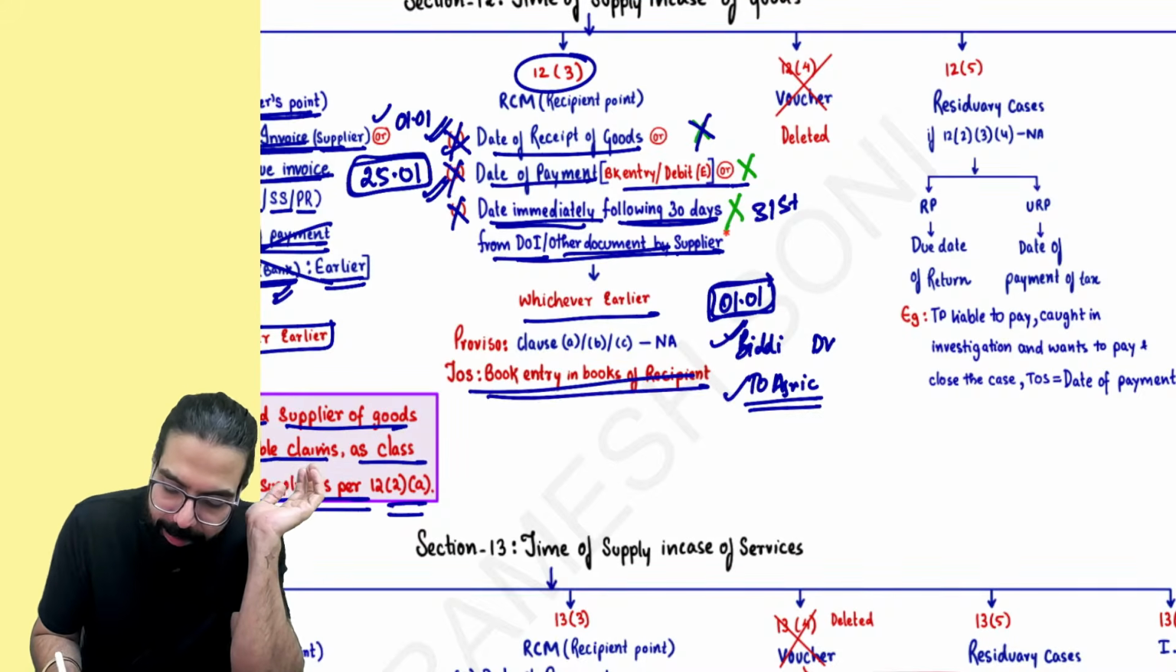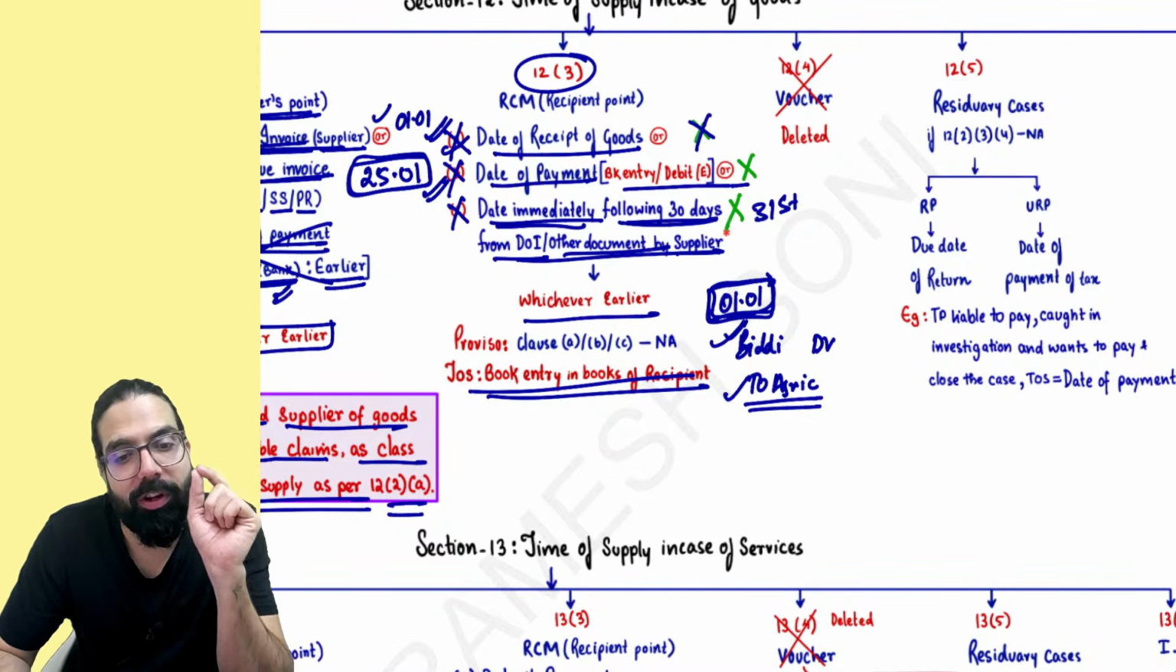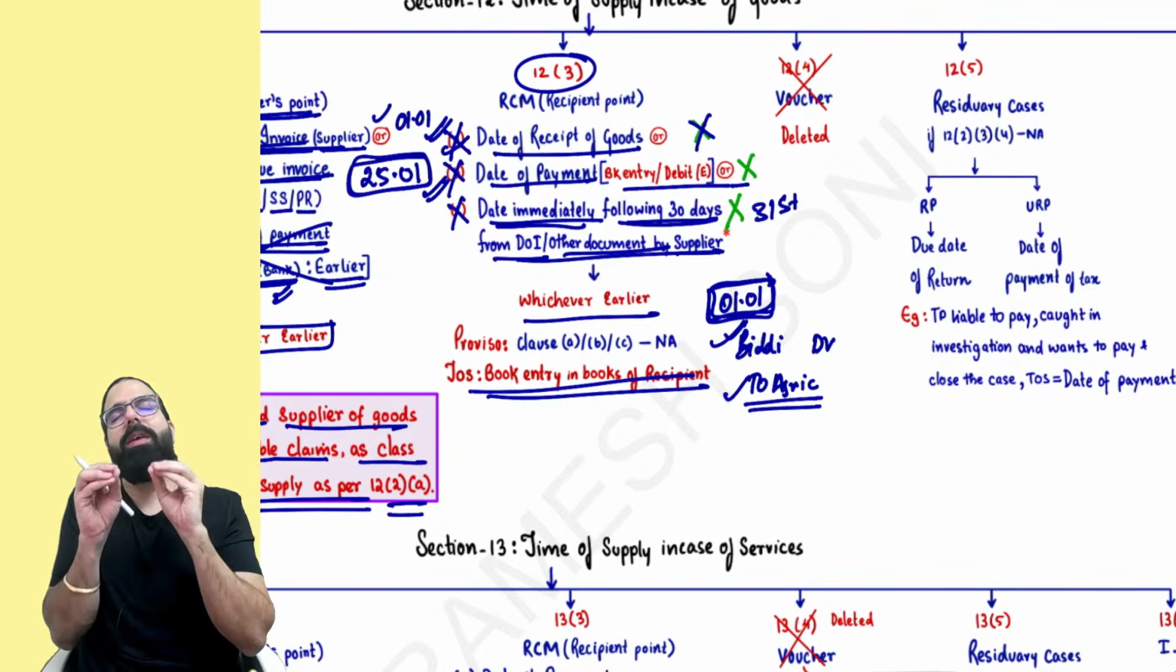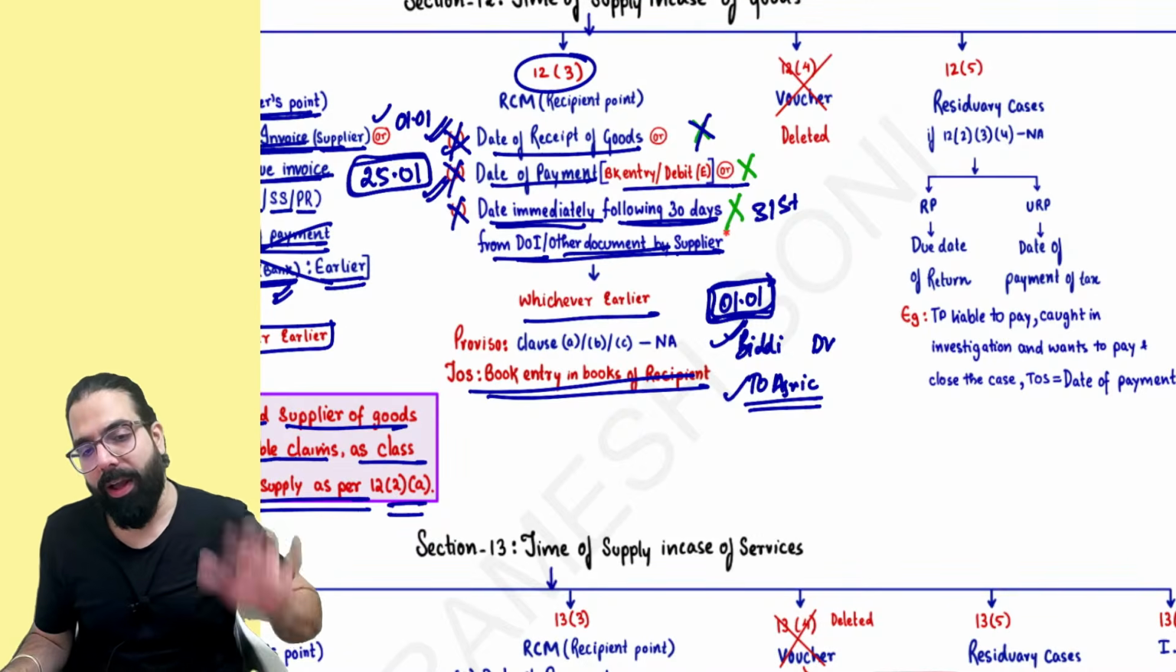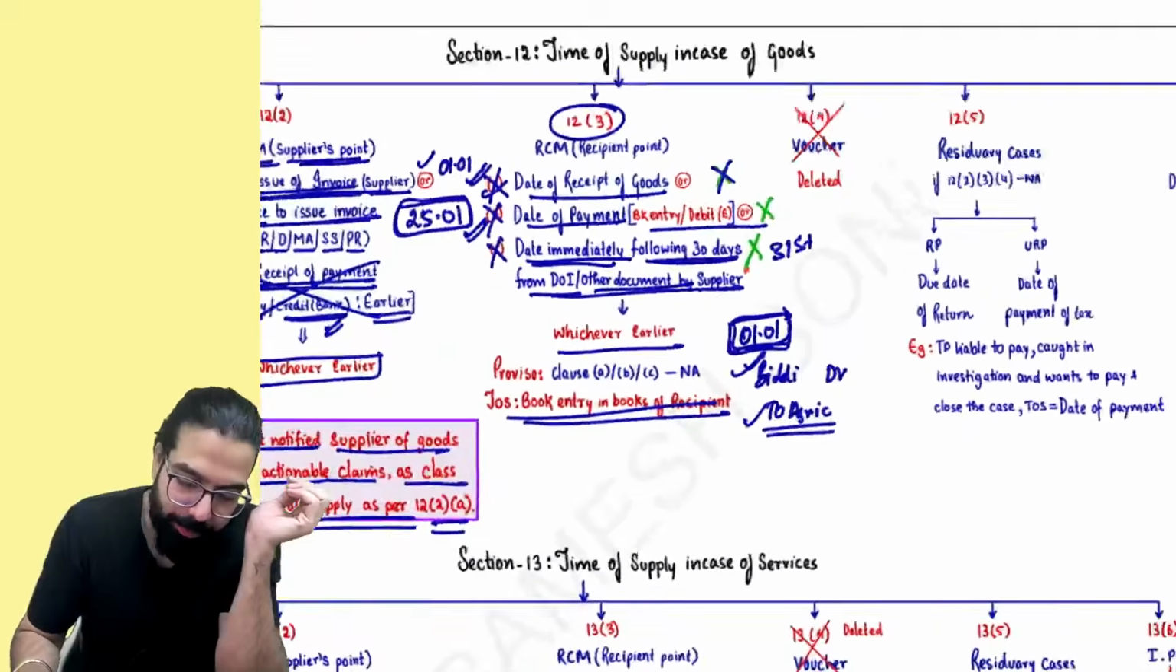But in my books of account, I have made one expense entry. That day is the liability date. I will become liable to pay GST to the government. It means as a recipient, even if I pass an expense entry, that also becomes the liability date. I hope this point is clear to all of you. Yes, sir, point is clear.